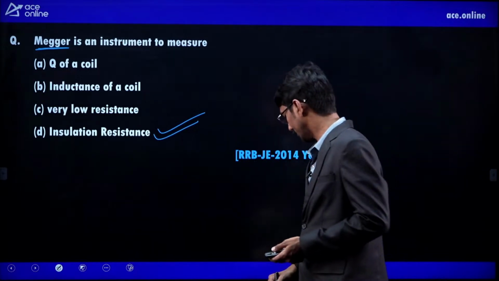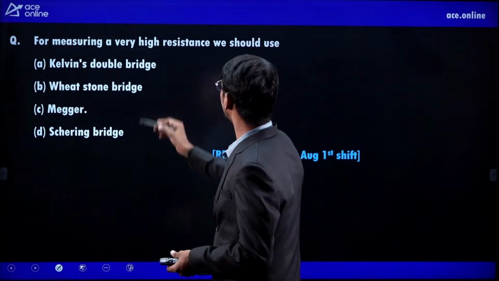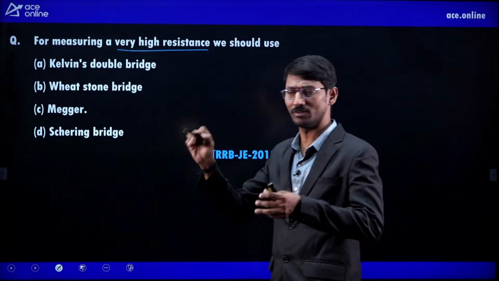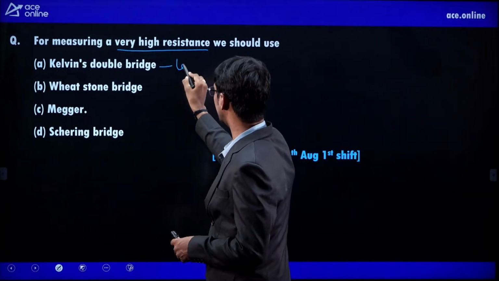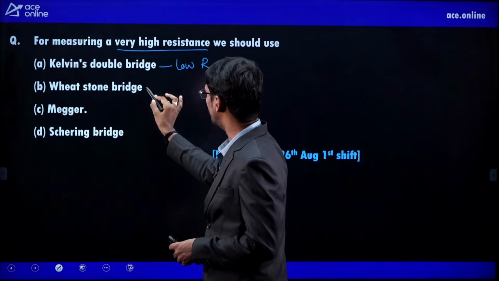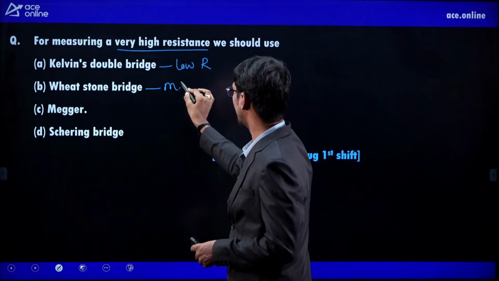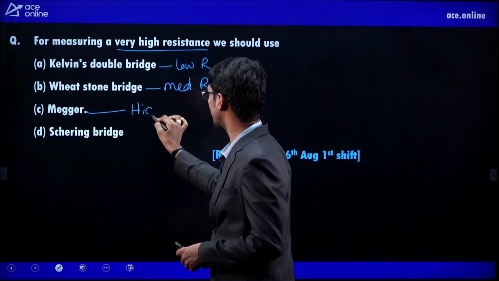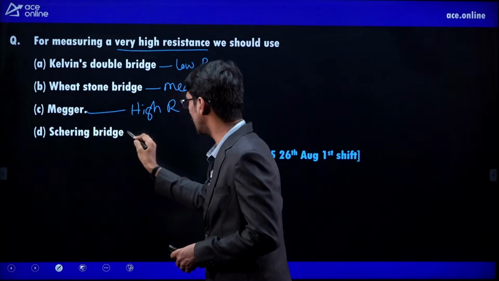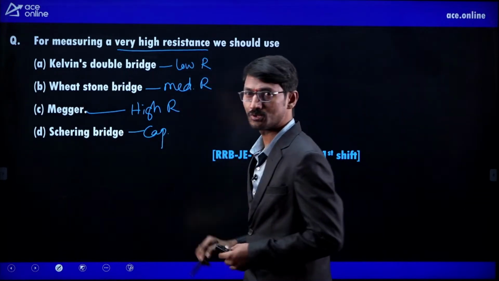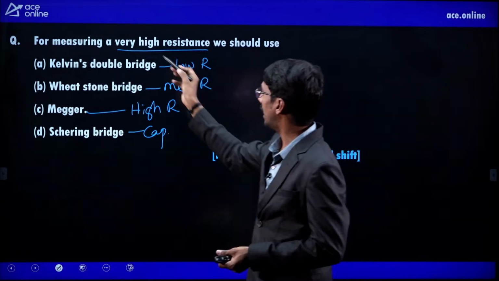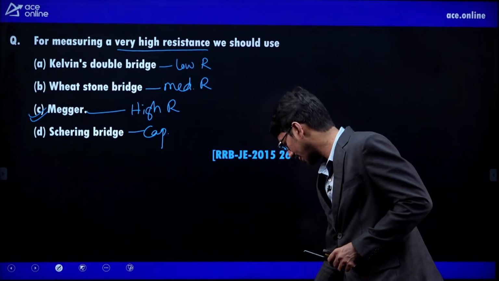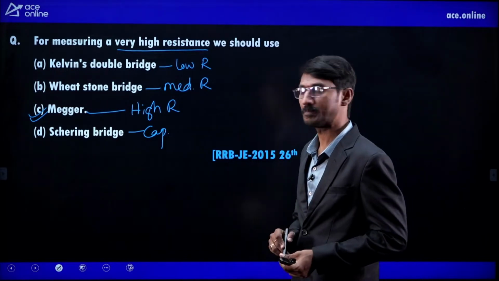Right? Next one. For measuring very high resistance, we should use which method? The question is about that. Kelvin double bridge method is for low resistance. Wheatstone bridge method is for medium resistance. Megger is for high resistance. Schering bridge is for capacitance. So all options I explained. Now tell me which one. High resistance or very high, no issue. Megger is the answer. Yes, insulation resistance and Megger, correct.